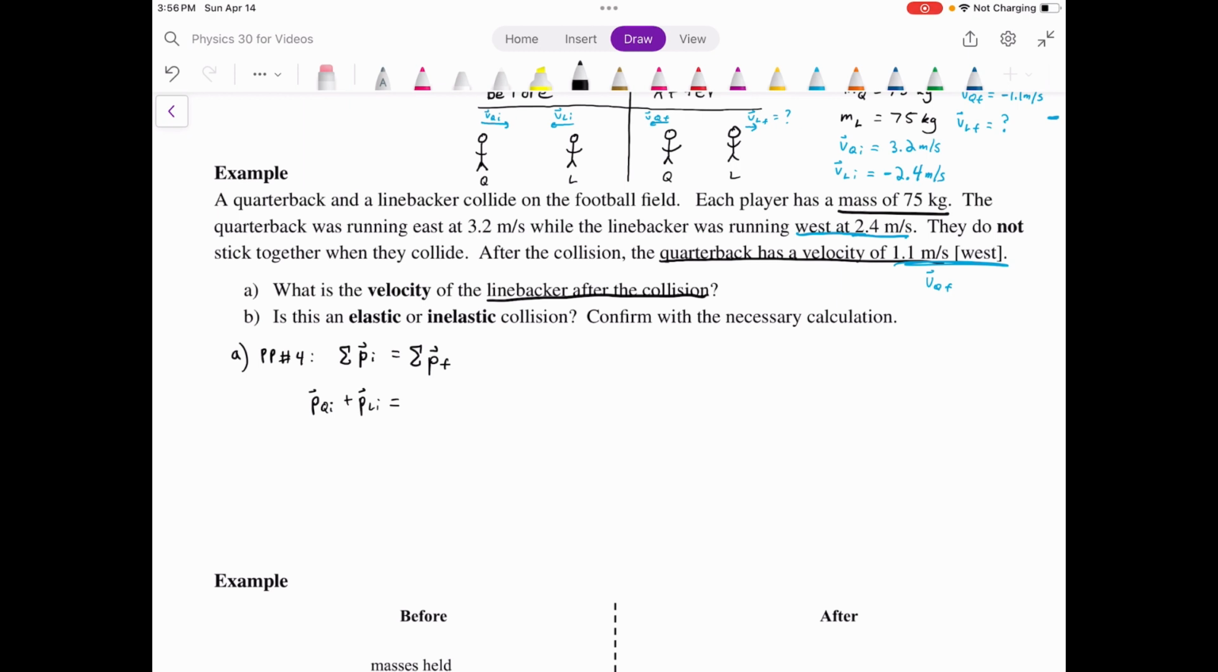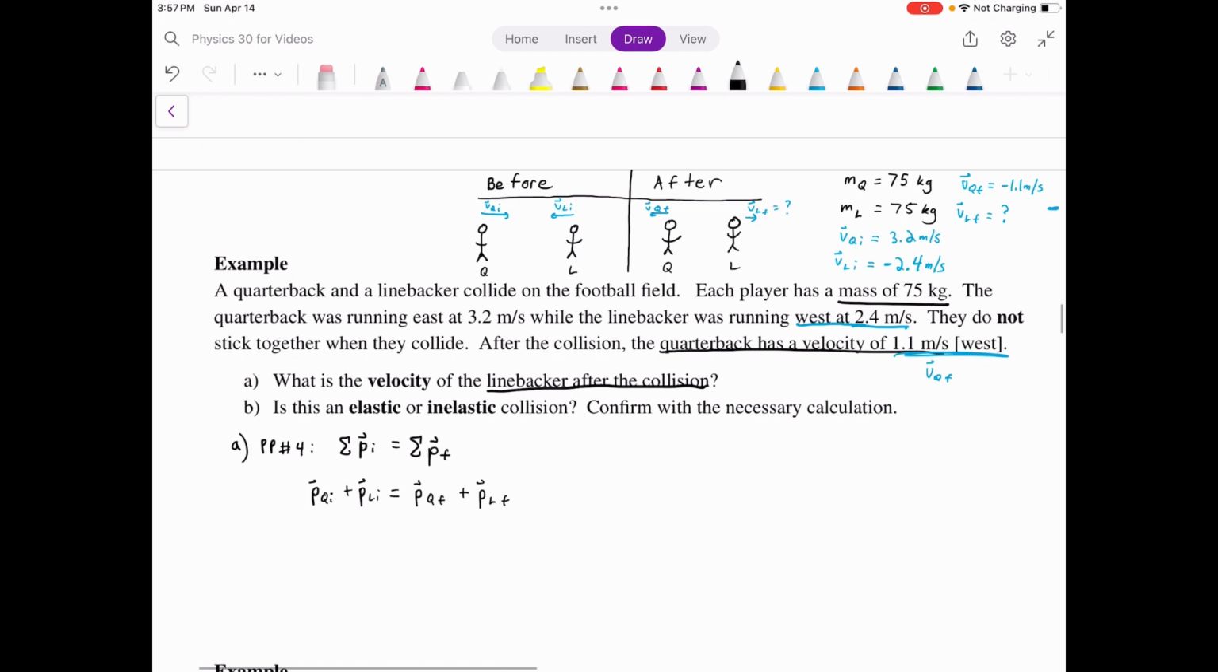What's the total momentum final? Well, again, we've got two objects, right? The quarterback has a final momentum and the linebacker has a final momentum. So their two momenta initially added up will equal their two momenta finally added up. Now we weren't given their momenta, but we were given their masses and their initial and final velocities, right? So momentum, don't forget, is just mass times velocity.